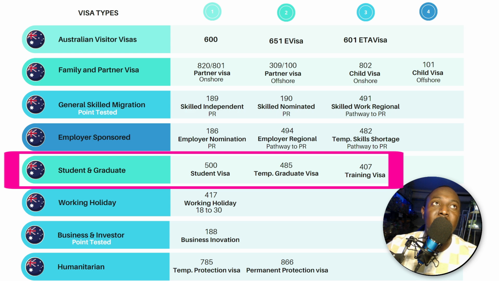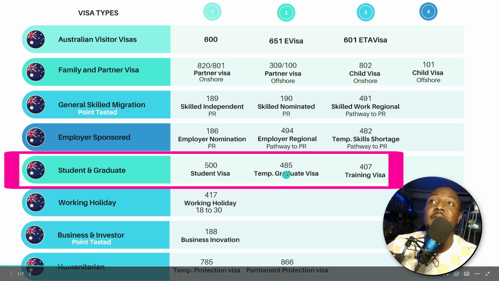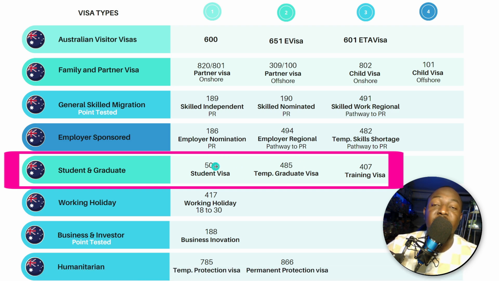If you are not in a regional area, you'll be working for 2 years. But if you're in a regional area, you can work up to 3 years on your graduate visa. With the student visa 500, you'll be able to work 20 hours per week or 40 hours per fortnight. But due to COVID, the government have now made it 40 hours per week.